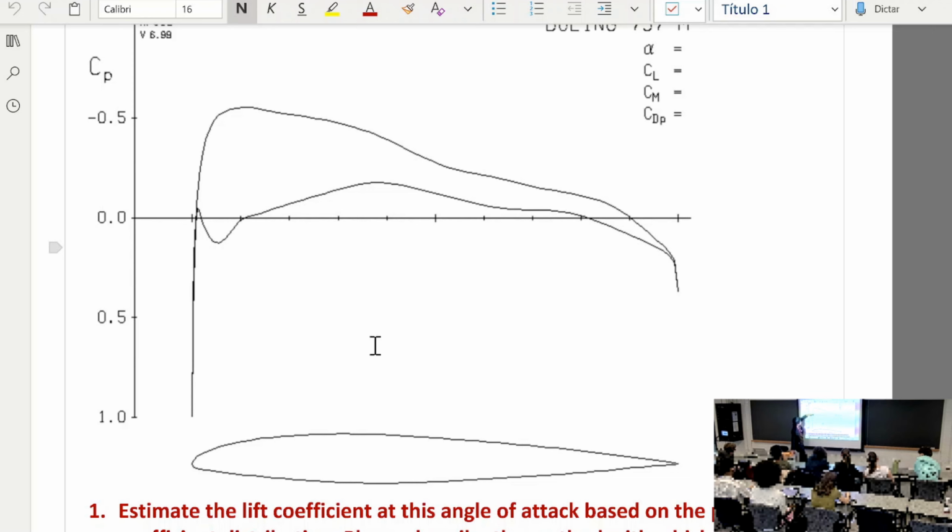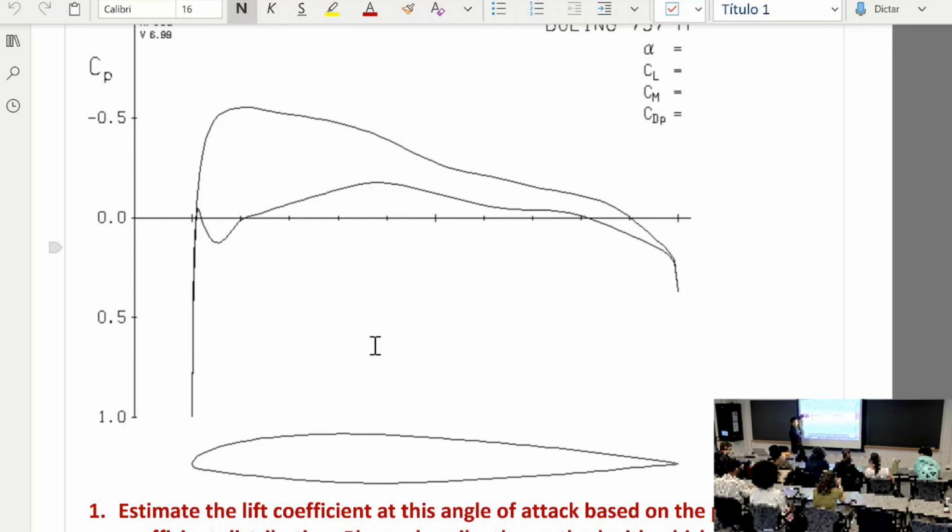And when you look at the difference between upper surface and lower surface, this magnitude is the pressure difference. If you integrate this, you are really looking at the area in between. The integral on the lower surface minus the integral on the upper surface.